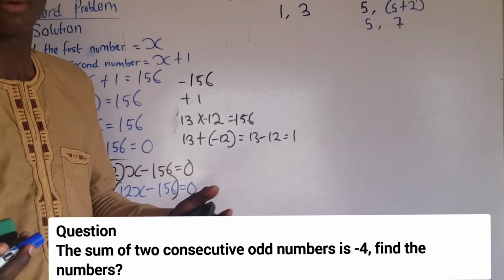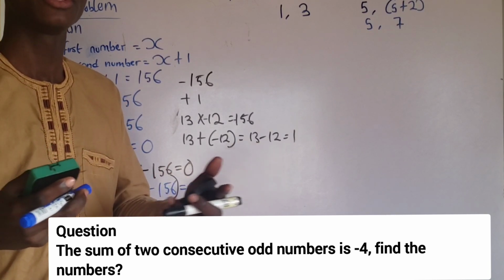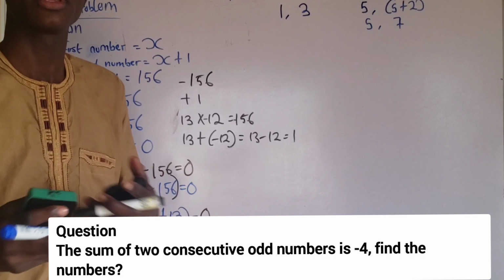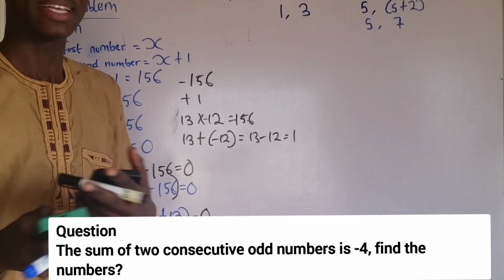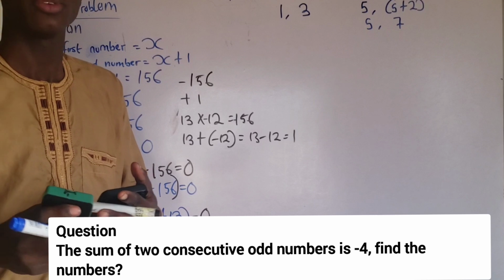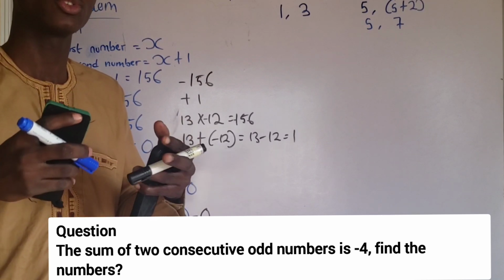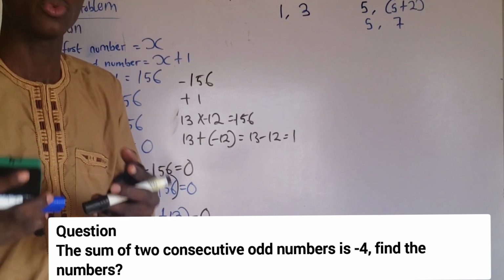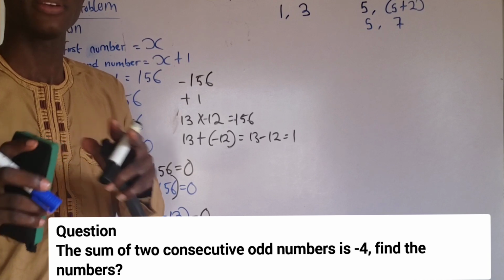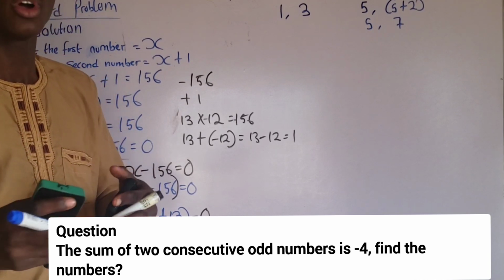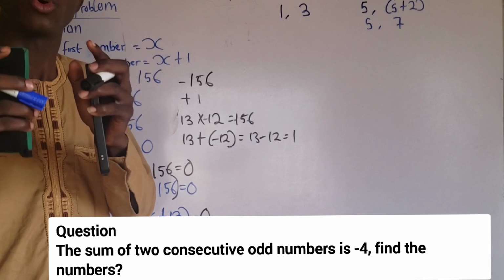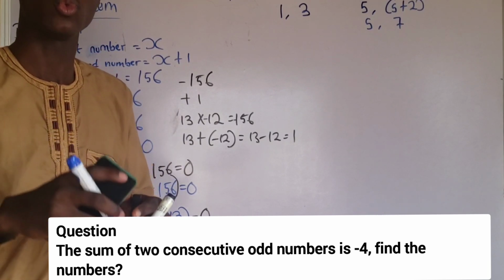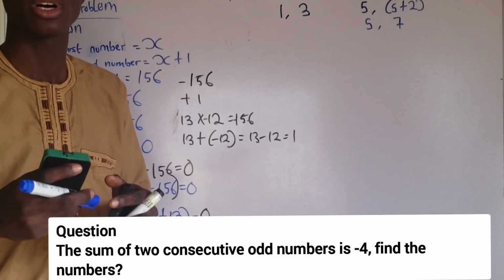Okay, what are odd numbers? Examples of odd numbers are 1, 3, 5, 7, 9, 11, 13, 15. Those are odd numbers. And if you take note of the difference between these odd numbers that I just mentioned, we realize that those numbers differ by what? By 2. You understand? So when we talk about two consecutive odd numbers, we are talking about numbers that differ by 2. The difference between these numbers is 2.